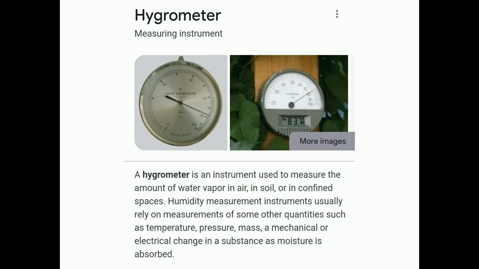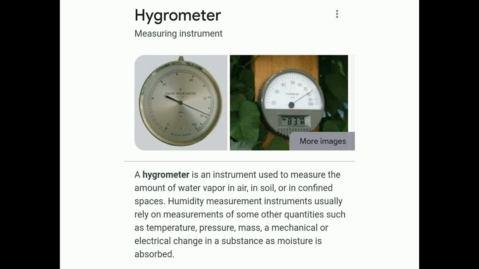Next, this is the instrument called a hygrometer. It is an instrument to measure the water vapor of the air. To measure humidity, we use this instrument called a hygrometer. It is used to measure the amount of water vapor in air, in soil, or in confined spaces. Humidity measurement instruments usually rely on measurements of some other quantity such as temperature, pressure, mass, or a mechanical or electrical change in a substance as moisture is absorbed.